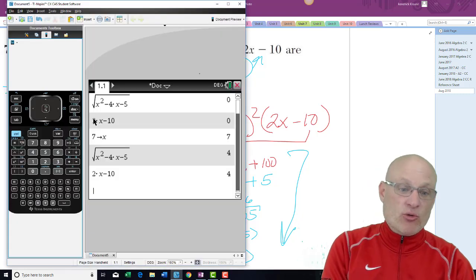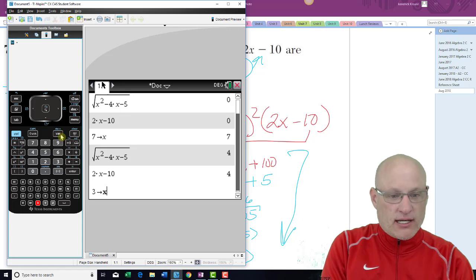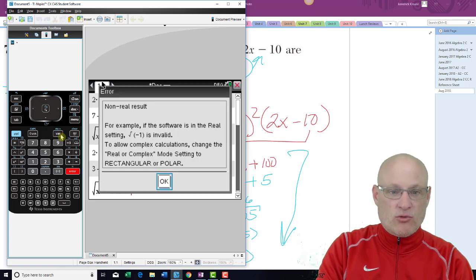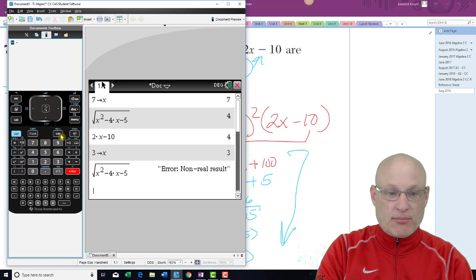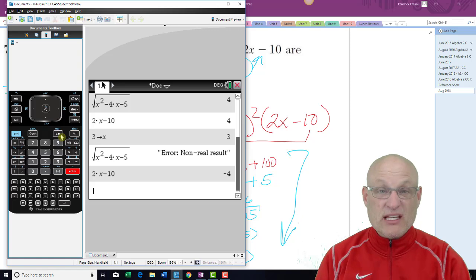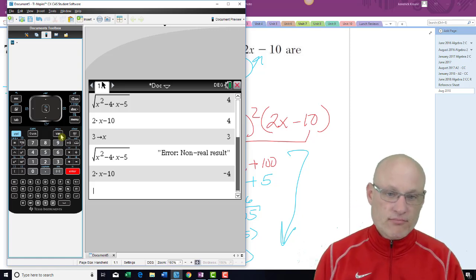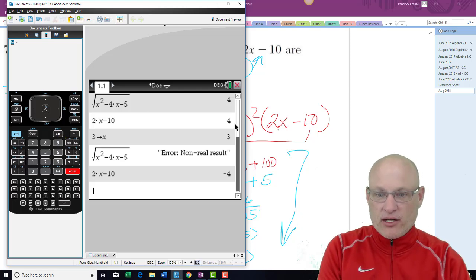But just to show you what would happen, 3, control var x, enter, type in the left side. Here's the left side. It equals, oh my goodness, we have a mistake because that turns out to be a negative answer under the radical. And that's a problem. And if you type in the right side, you get negative 4. But the left side produced a negative solution. You're taking the square root of a negative answer. Doesn't work. Okay, there you go. That's that.